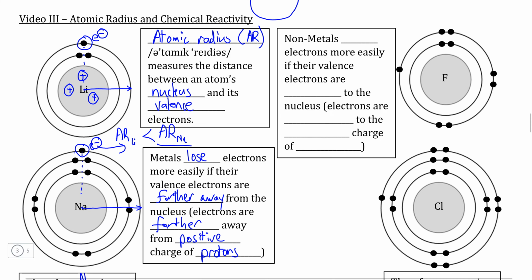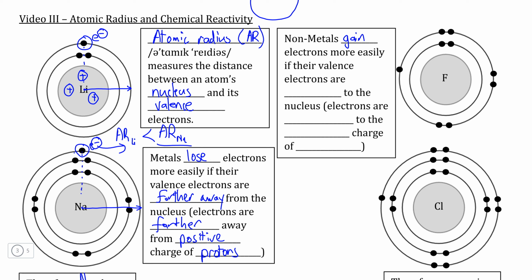Now that we have this understanding of the relationship between atomic radius and the attractive force between the protons in the nucleus and the electrons in the valence shell, we can extrapolate a similar but opposite conclusion for the nonmetals on the periodic table, because of course nonmetals have the desire to gain electrons, especially fluorine and chlorine, because gaining one valence electron is easier than losing 7.